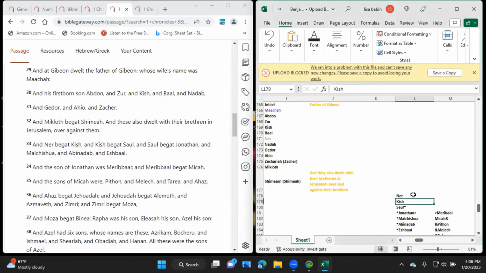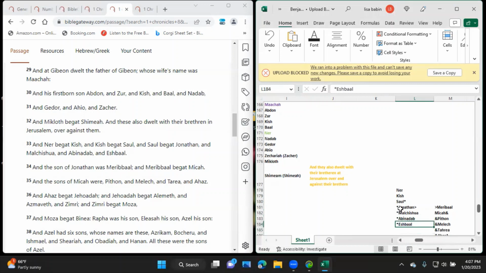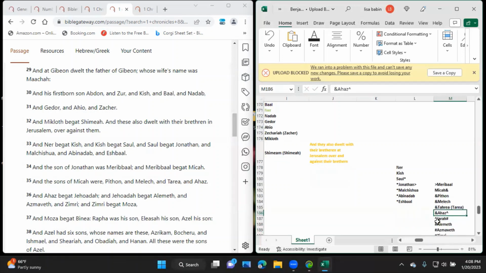Verse 33, Ner begat Kish. And Kish begat Saul, same Saul that you're thinking of. Saul begat Jonathan, and Malchishua, and Abinadab, and Eshbaal, tracking so far, and the sons of Jonathan, Meribbaal, and Meribbaal begat Micah, and the sons of Micah were Pithon, Melech, still tracking, and Tarea, spelled different, we'll make a note of that. And Ahaz.